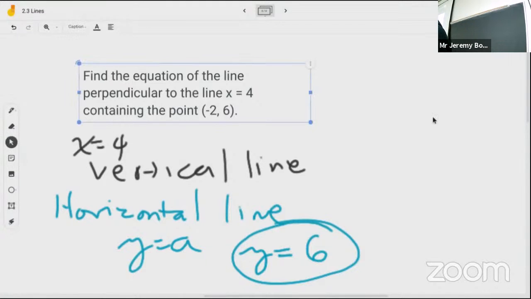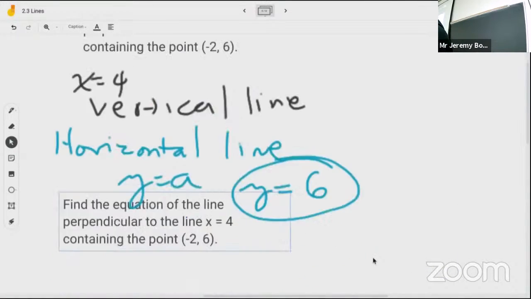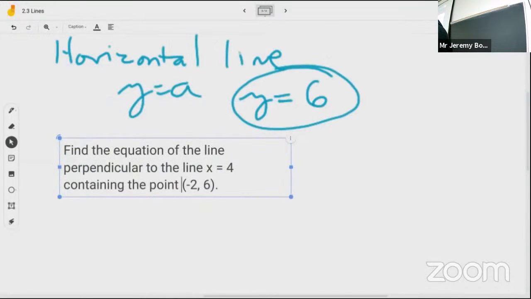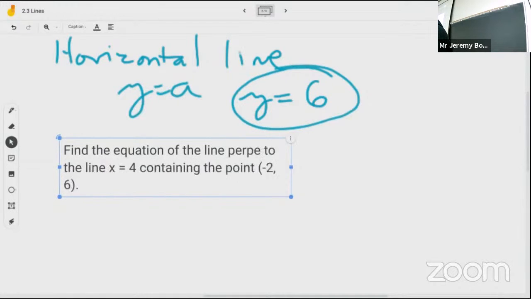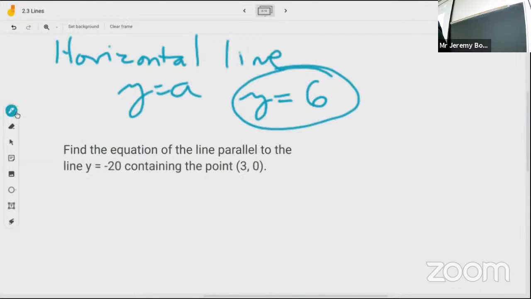We'll do one more. Let's go with that. These are lines parallel to the line. Don't want my ordered pair separated like that. There we go. All right, so let's say we're trying to find the equation of the line parallel to y equals negative 20, containing the point 3 comma 0.